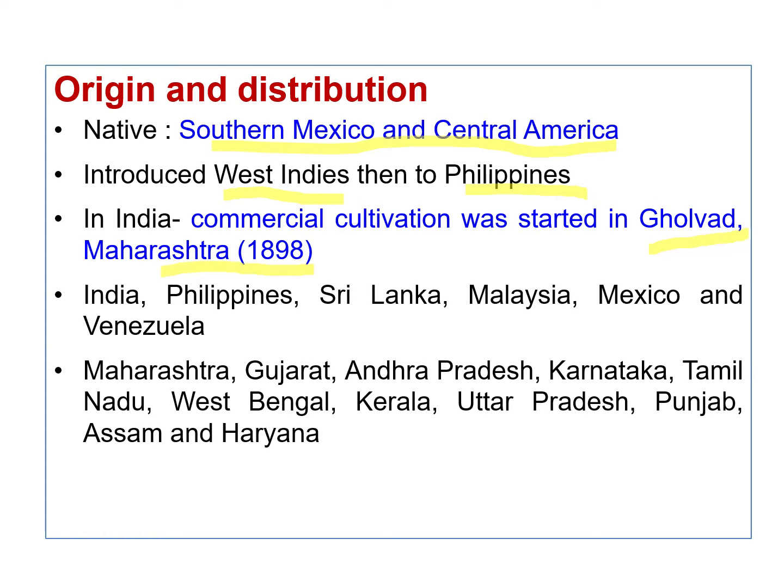In the world it is grown in India, Philippines, Sri Lanka, Malaysia, Mexico and Venezuela. And in India it is cultivated in various states like Maharashtra, Gujarat. Gujarat is a leading producer in Sapota, then Andhra Pradesh, Karnataka, Tamil Nadu, West Bengal, Kerala, Uttar Pradesh, Punjab, Assam and Haryana. So these are the various states where Sapota is cultivated.